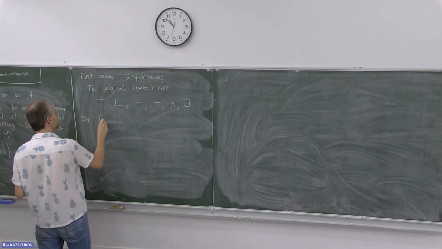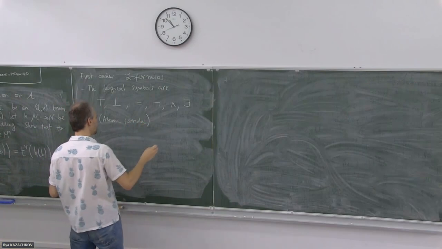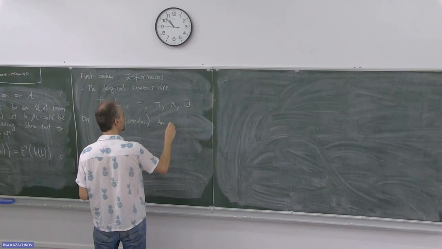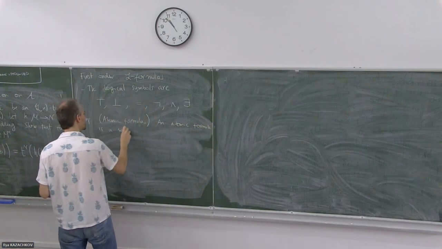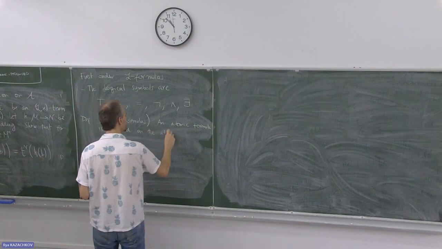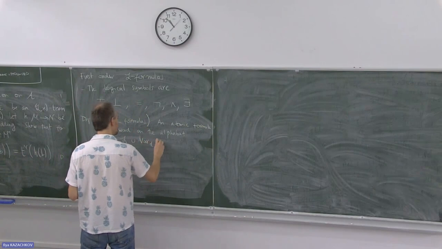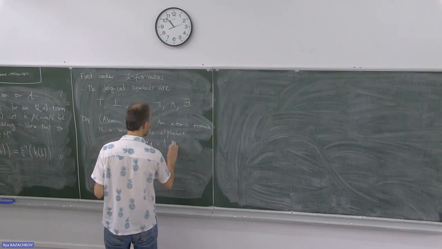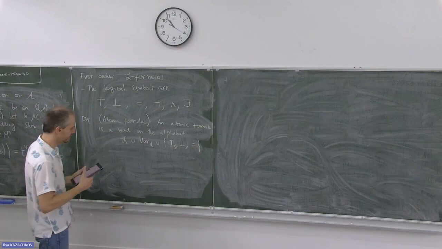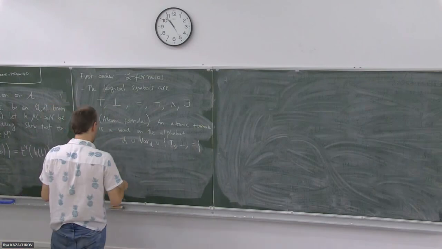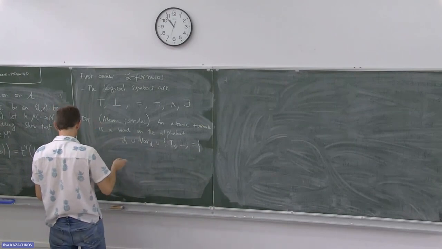So definition: atomic formulas. An atomic formula is a word on the alphabet L, the variables of L, together with all these symbols: true, false, and equality. Here I'm not going to use any of these other symbols. So for atomic formulas, I only have these three symbols. Atomic formulas are words in this language, and they're defined as follows.